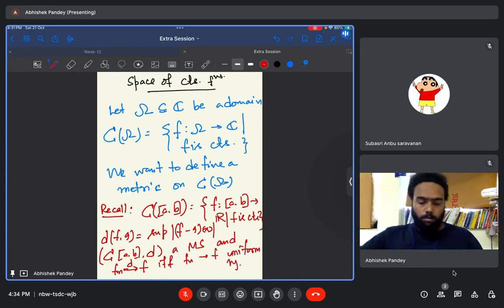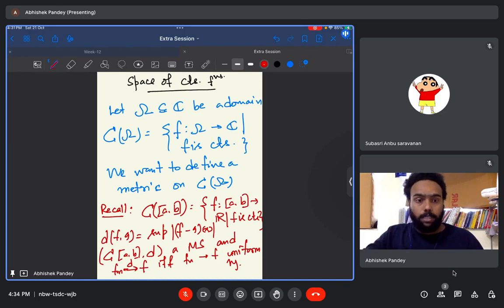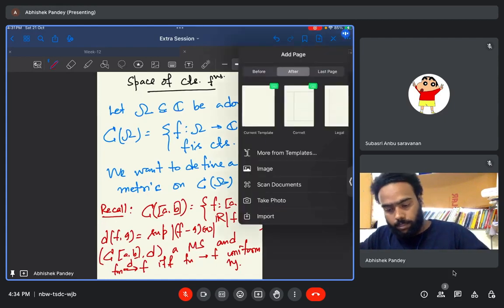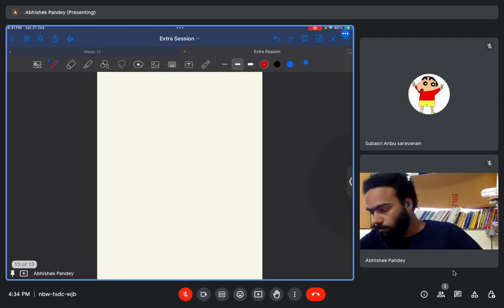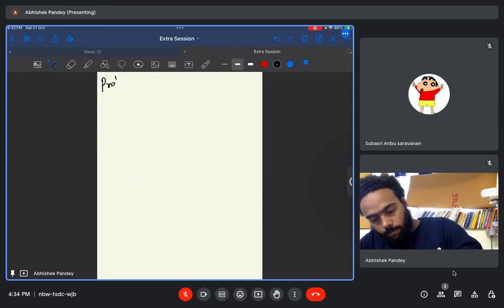So what we want to do is define a metric on C of omega and see which type of convergence it will give. We have seen pointwise, uniform and normal convergence. So we will see which kind of convergence we will get. Okay. So here's a proposition on how to define a metric that will help us.